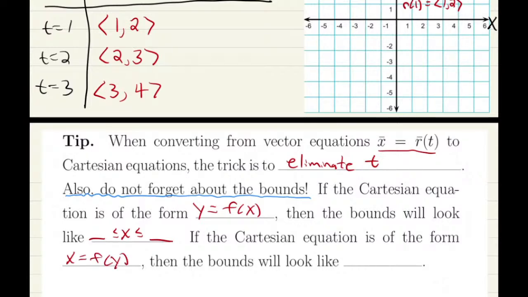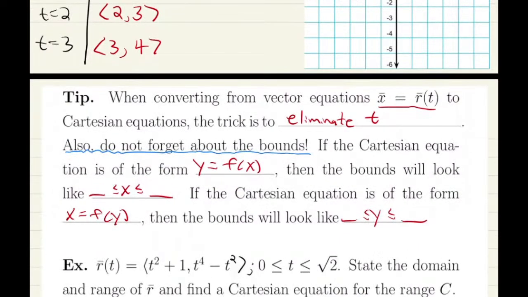What if the Cartesian equation is something like this? x is equal to some function of y. It may not pass the vertical line test, but it passes a horizontal line test. Then the bounds will look like this. y will be between two values, possibly numbers, possibly minus or plus infinity. And let me just stress, these can also be less than signs, et cetera. Maybe you have one less than sign, one less than or equal to sign, and same with x. I just don't want to write out all the cases, because it's such a tiny difference.